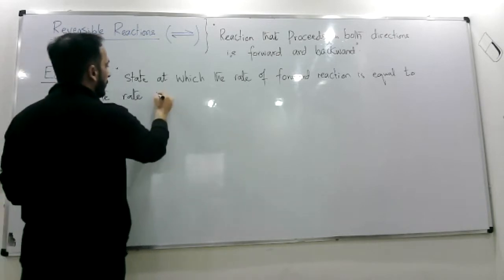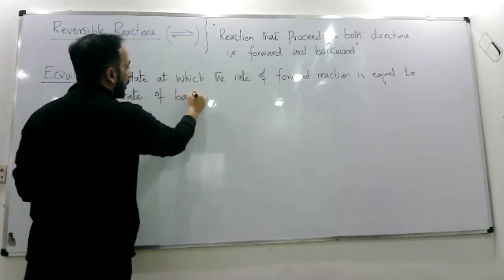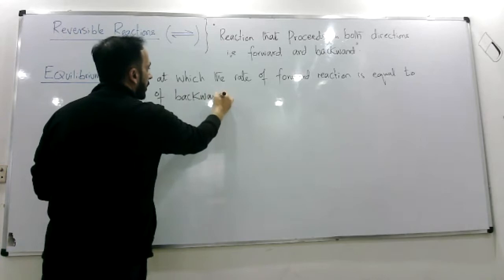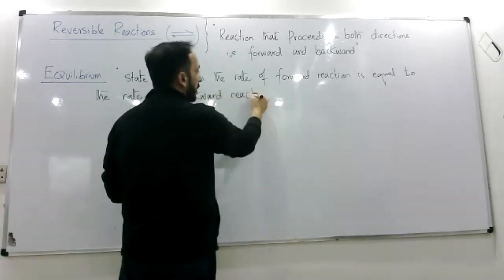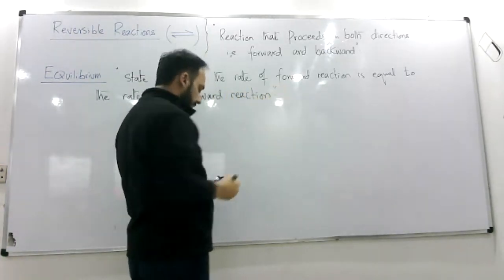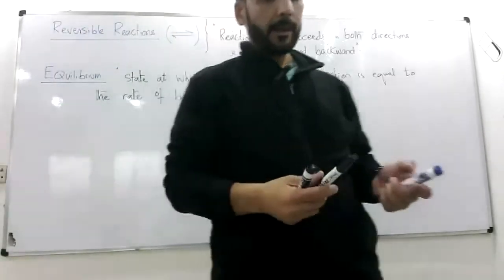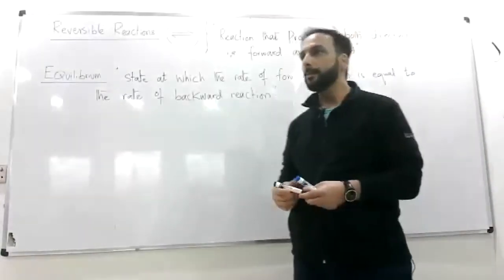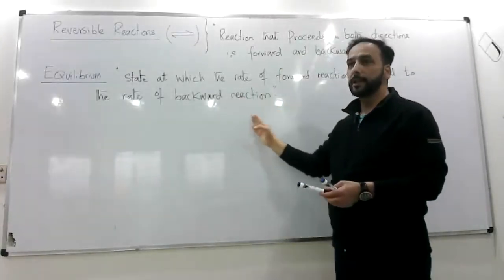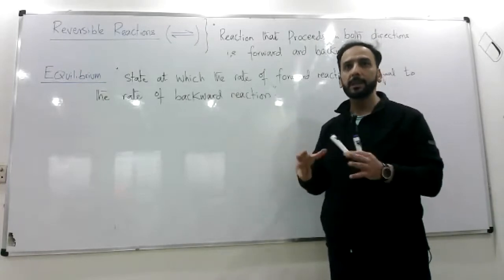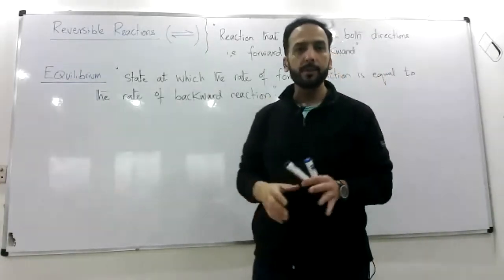Is equal to the rate of backward reaction. जब आप definition लिखते हैं ना, उसको mathematical form में नहीं लिख सकते आप. Unless the examiner says put it in an equation, तो फिर आप उसको लिखोगे rate of forward reaction equal to rate of backward, तो वो mathematical form है. Definition has to be in sentence form.